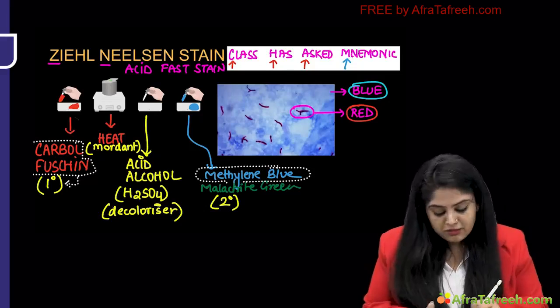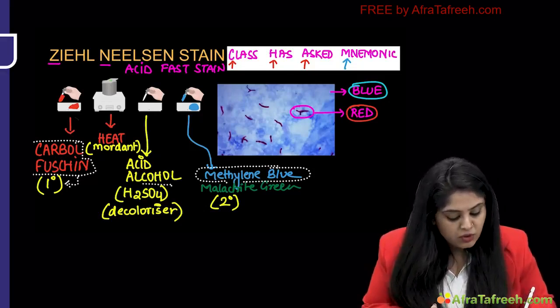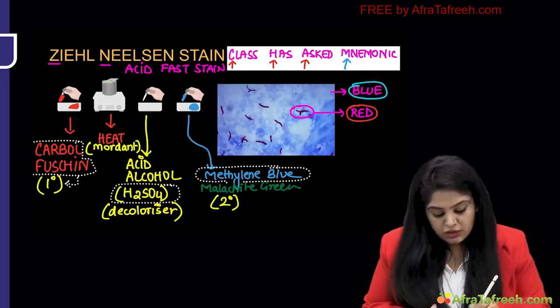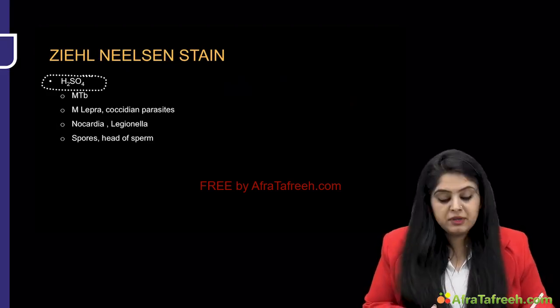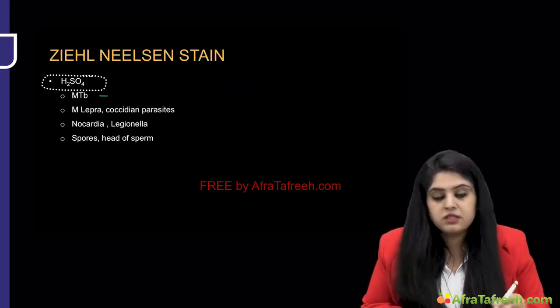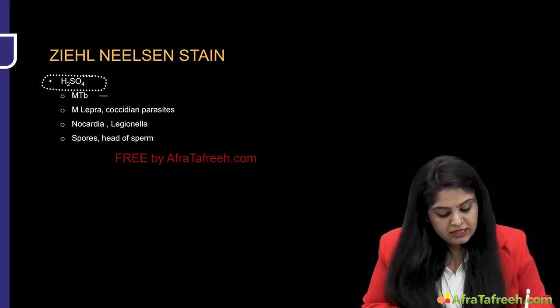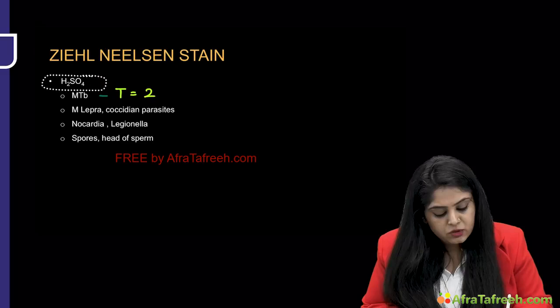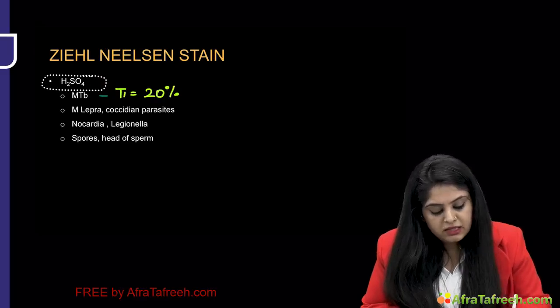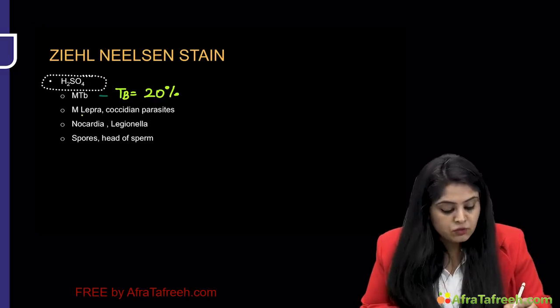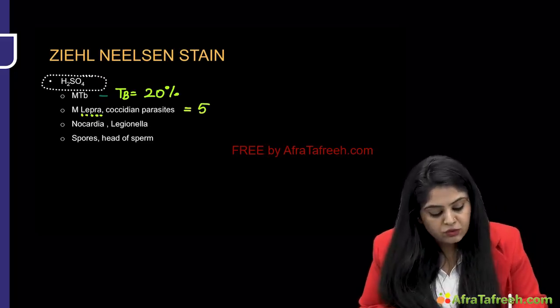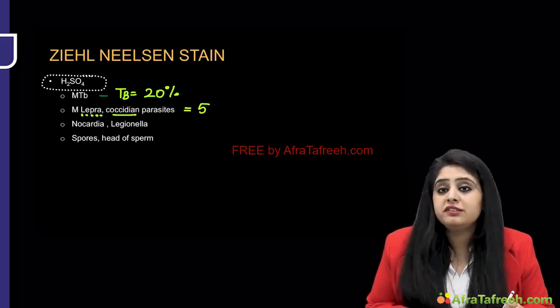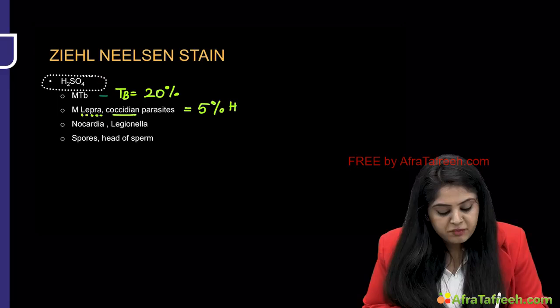This was just basic. Class has asked mnemonic. Now comes the differences. How much H2SO4 has been used? Now listen to that very carefully. How much H2SO4 has been used? So remember, that depends. TB, I've learned TB as T20. So for TB, it is going to be 20%. For lepra, count the number of alphabets. Lepra has 5 alphabets. So particularly for lepra, and also for the family of parasites called the coccidian parasites, we use 5% H2SO4.